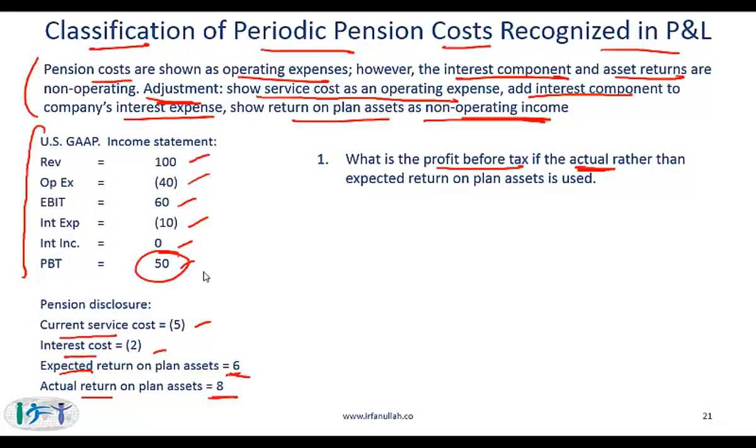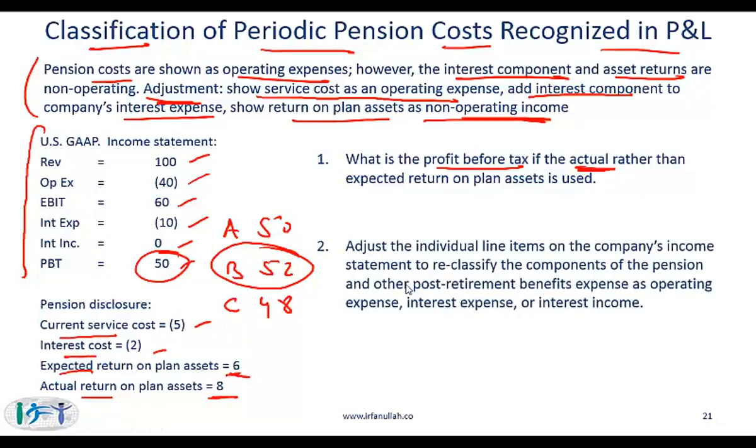Will PBT, and I'll make this in a CFA exam format, stay the same, increase to 52, or go down to 48? 52. The answer is it will go up, because when you make the adjustment and you take the actual return, then that actual return is higher. This was the easy one.